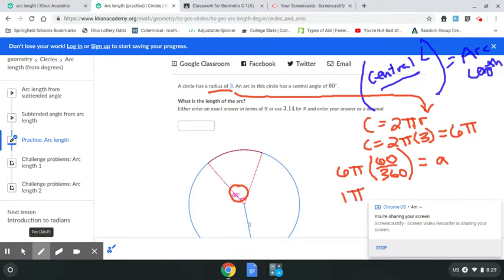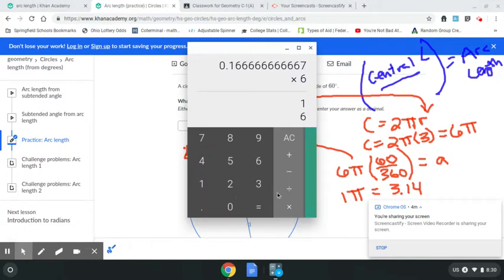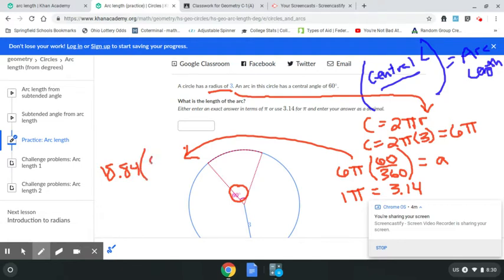My other option would be, I can wait till the end and I can multiply this. 1 times 3.14 is 3.14. Or I could have taken care of pi right at the very beginning. If I go back to the calculator, I know if I take 6 times 3.14, that's 18.84. So if I go over to here, this would be the same thing as 18.84 times 60 over 360.